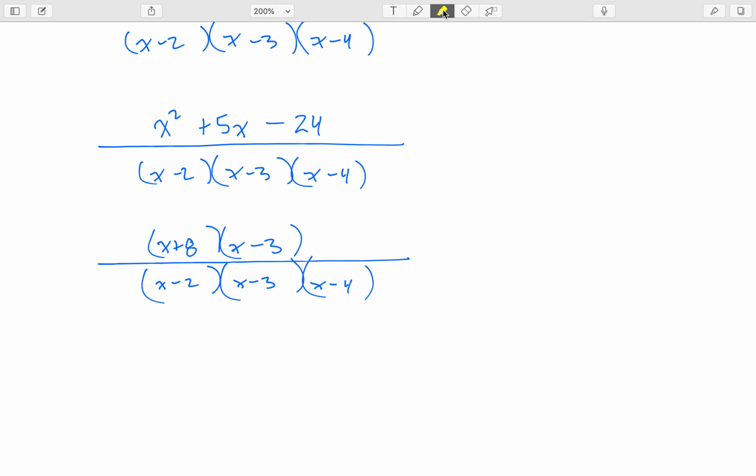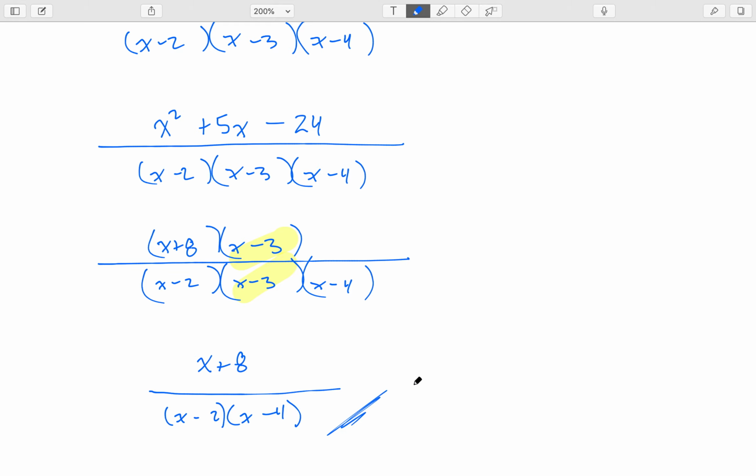Luckily, what do we see? Those two are going to cancel. It's the same factor, top and bottom. x plus 8 and 4, no, those are different. But those two are going to cancel. So here's what I'm left with. x plus 8 on the top, and the bottom is just the two factors, x minus 2, x minus 4.